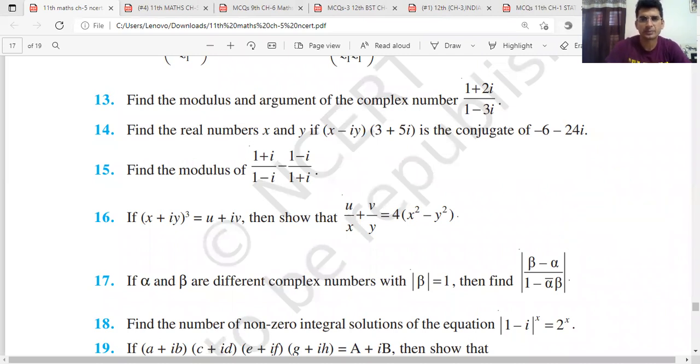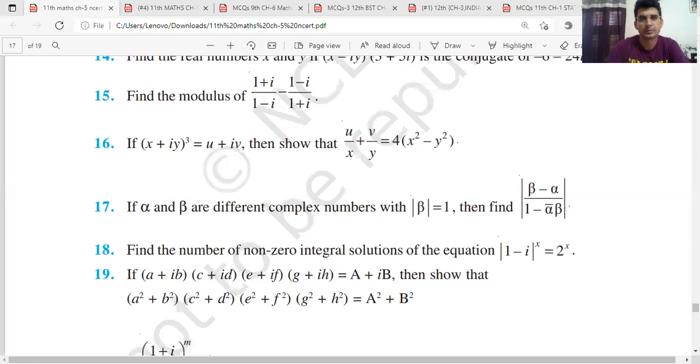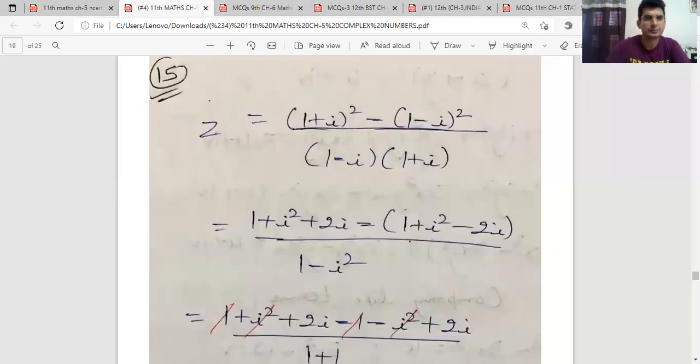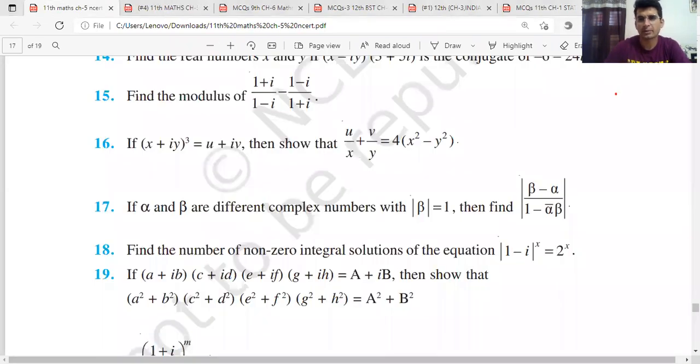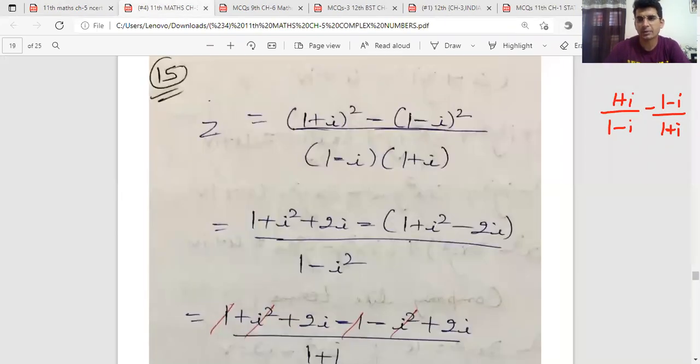Okay. Next question is question number 15. Find the modulus value of (1 plus iota upon 1 minus iota) minus (1 minus iota upon 1 plus iota). This is your question. Now, our LCM will be (1 minus iota)(1 plus iota). Then (1 plus iota) into (1 plus iota), that is (1 plus iota) whole square, minus (1 minus iota) into (1 minus iota).